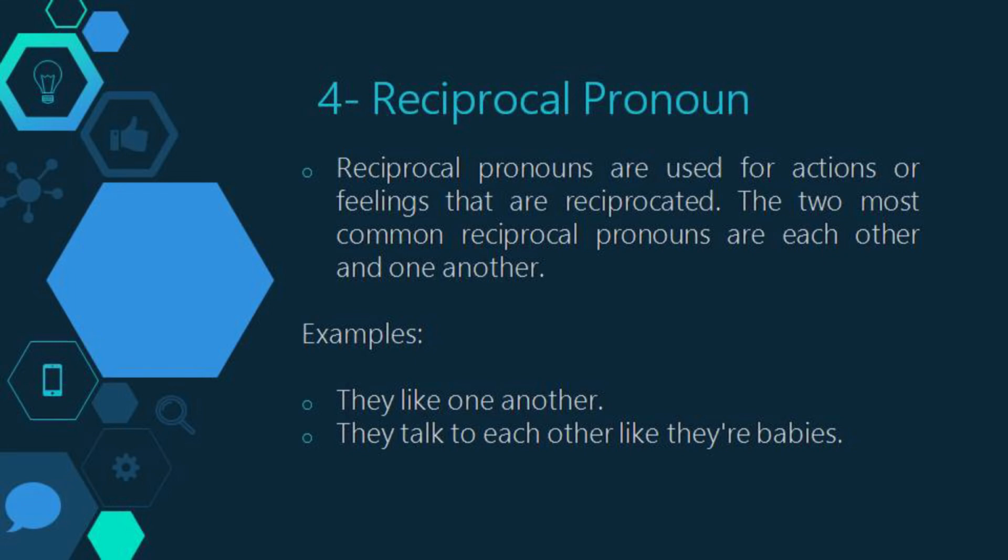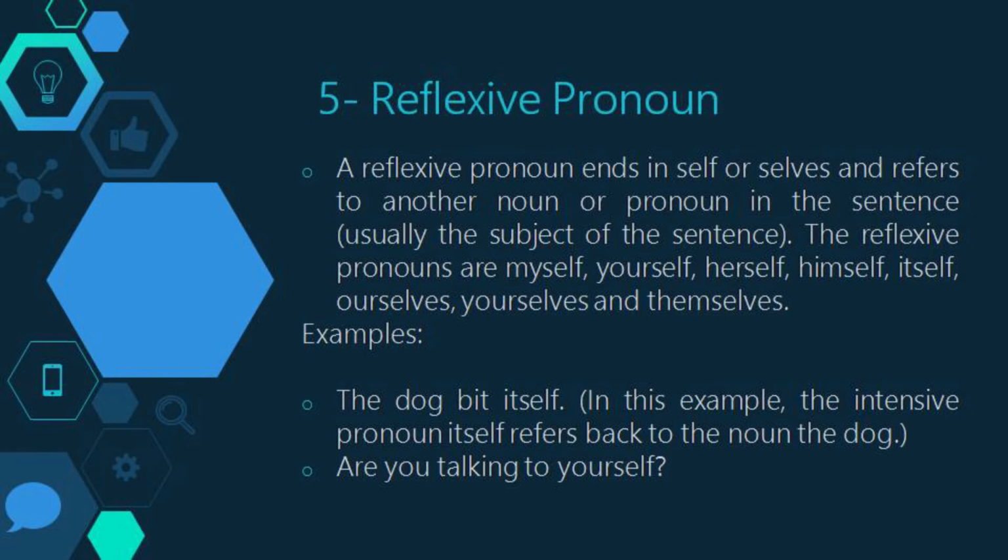Fifth one, the reflexive pronoun. Reflexive pronouns end in -self or -selves and refer to another noun or pronoun, usually the subject of the sentence. The reflexive pronouns are myself, yourself, herself, himself, itself, ourselves, yourselves, and themselves.